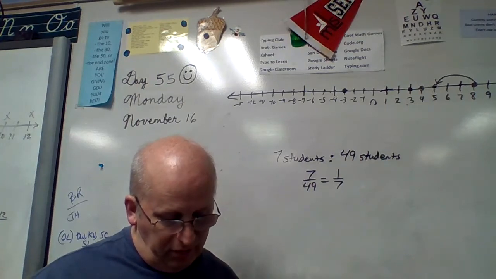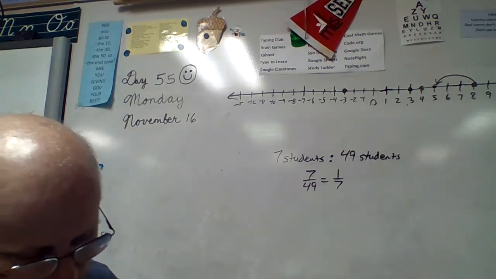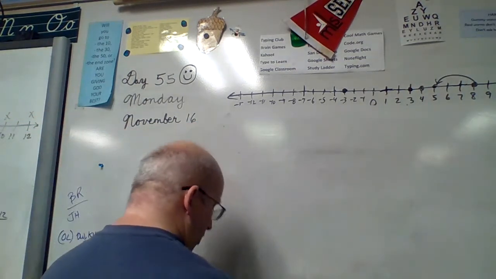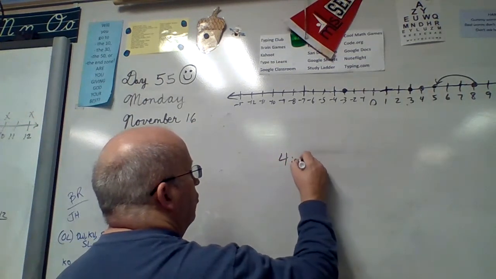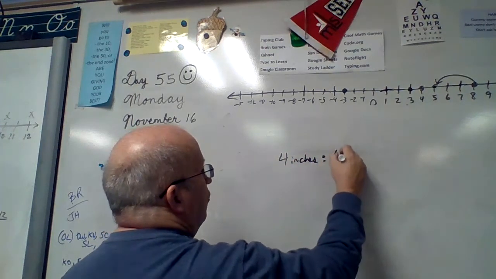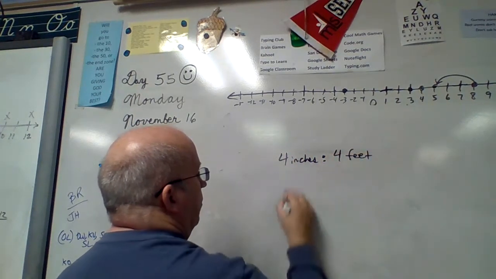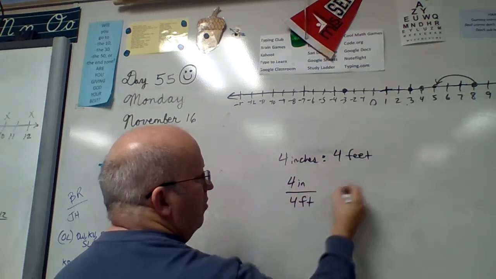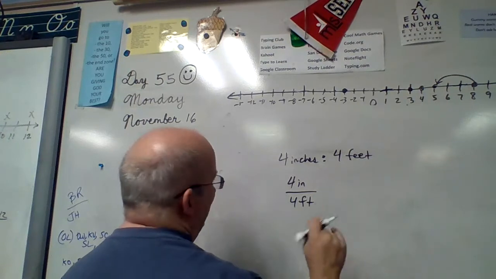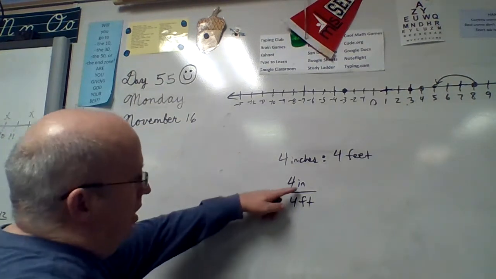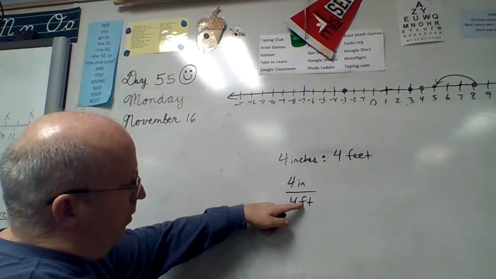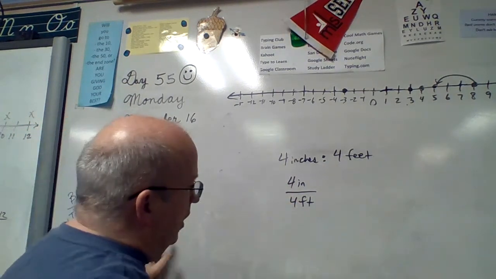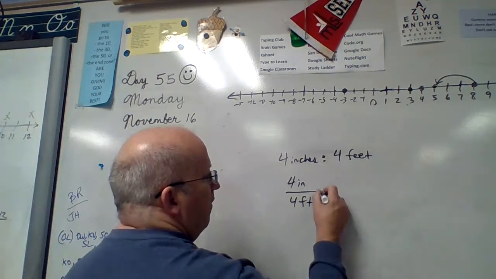Look at number 11. That one's a little bit different. It's got a comparison of inches to feet. I'm going to do one similar to that. I'm going to do 4 inches compared to 4 feet. Well, at first glance, maybe you think, I'll just do this and simplify it down to 1 over 1. But that's not what they want you to do here. Inches and feet are two different labels. I'm going to have to change either the inches into feet or the feet into inches. And I think it's easier to change the feet into inches.